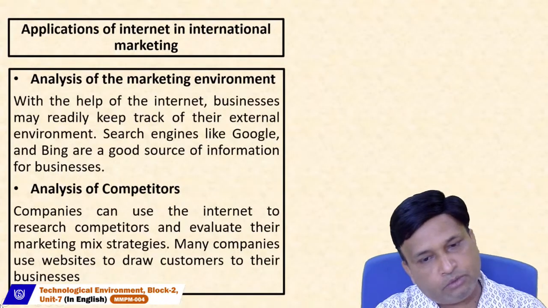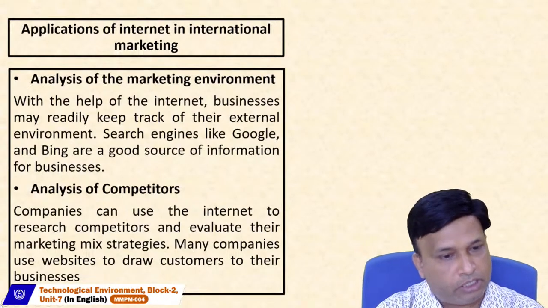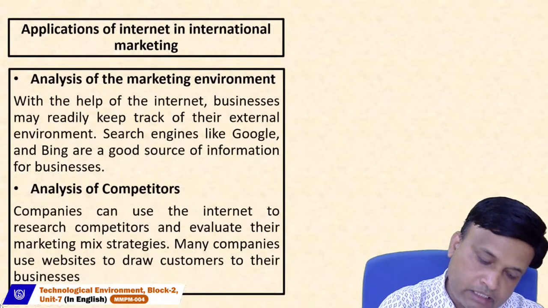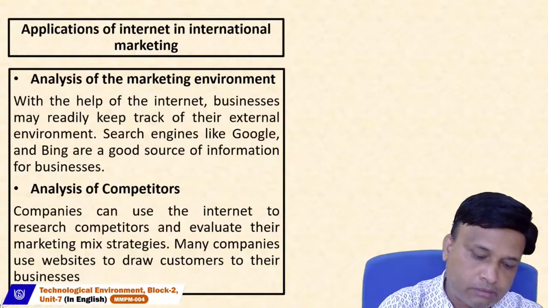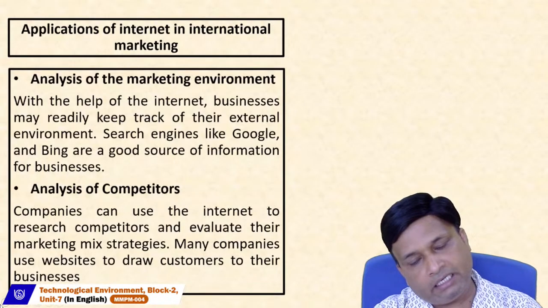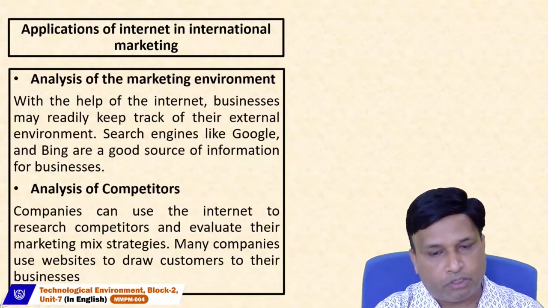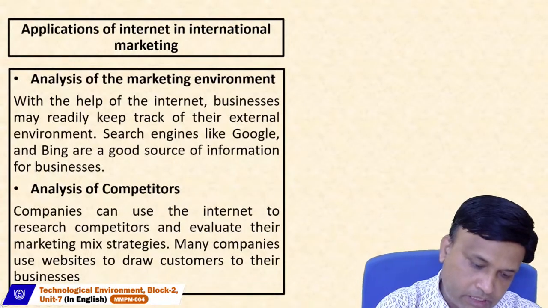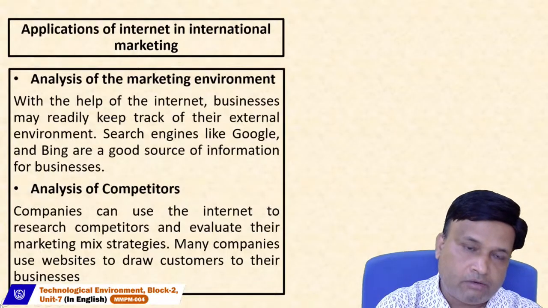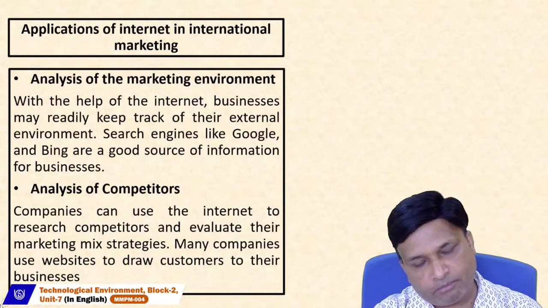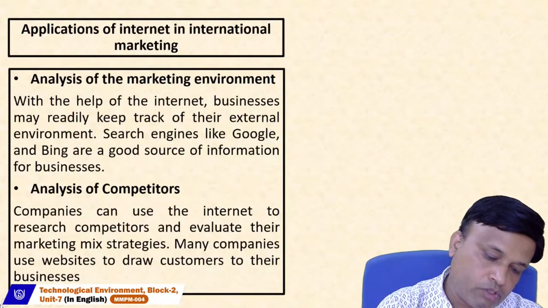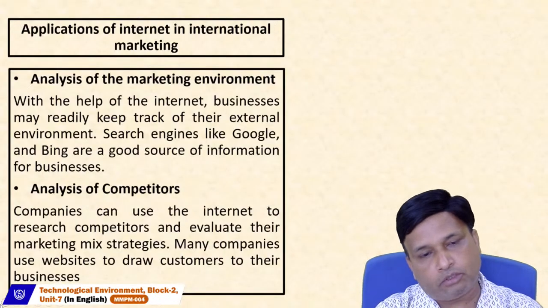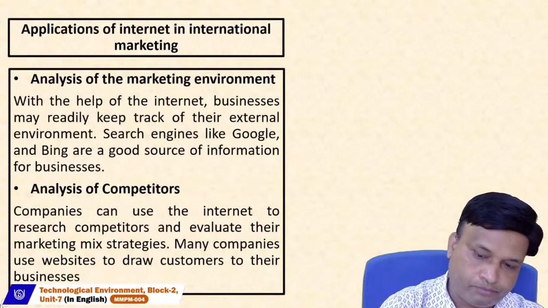Competitors: companies can use computers to research competitors and evaluate their marketing mix strategy. Yes, that is exactly what you can do, because of the internet. You can access their website and get the information: what products they are offering, what price, what is the promotional strategy, what are the distribution patterns. Everything can be known, and you can have better knowledge about the competitor because of the internet.